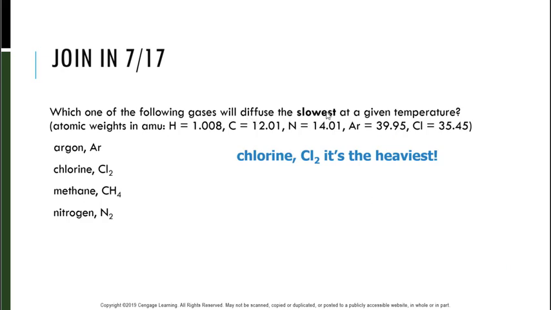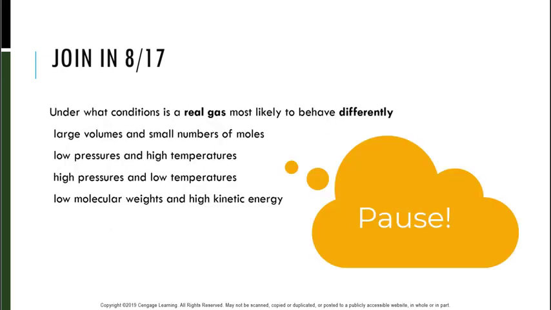The one that will diffuse the slowest is going to be the heaviest, and Cl2 is the heaviest. You would need to look up the molar masses for each one of these. Pause the video here.